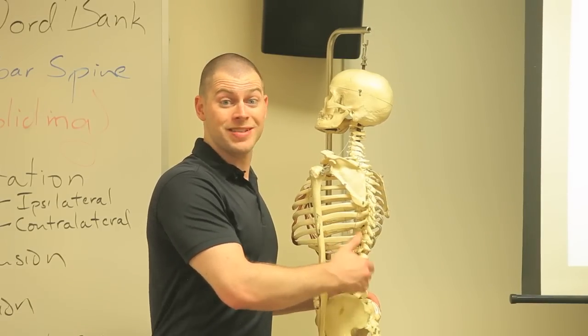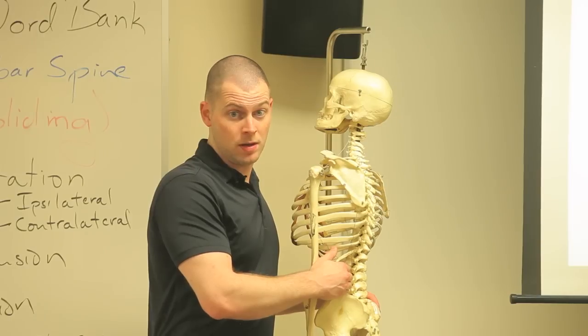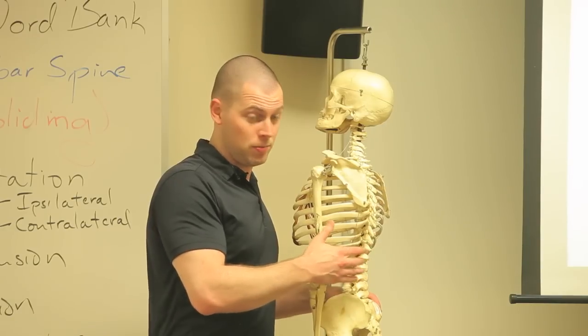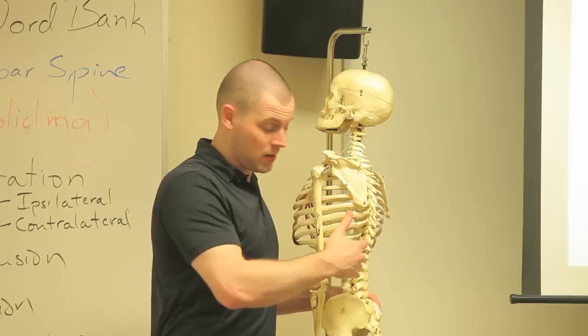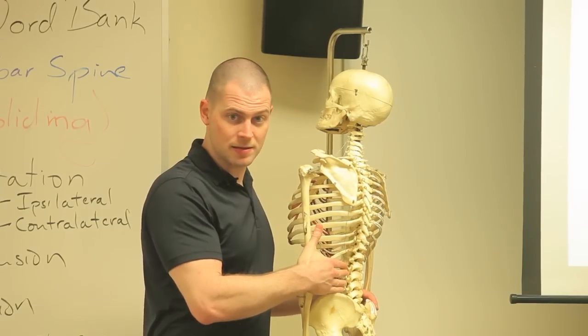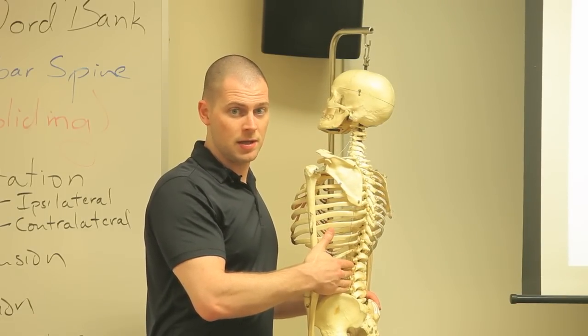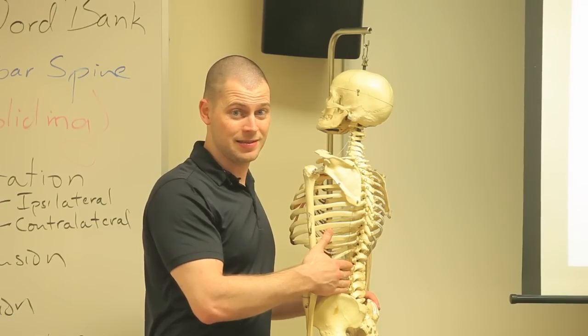Your erector spinae are on top of it. Your latissimus dorsi, transverse abdominis, internal and external oblique are on top of it. So it's fairly deep. What joint action do you think it's going to cause? Lateral flexion. Anything else?